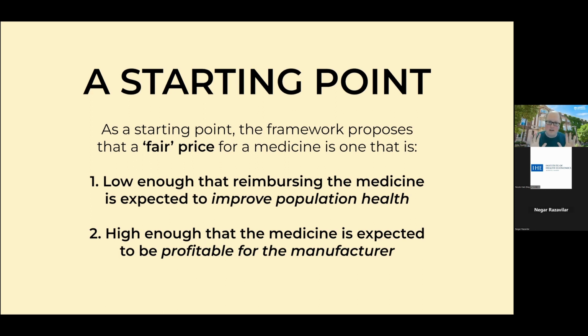But at the same time, we don't want the price to be so low that it's no longer profitable and it doesn't encourage research, development, innovation in new medicines. So it needs to be high enough for the medicine to be profitable for the manufacturer. That is a starting point, okay? We have a range here. The upper bound of that range is the point where we're not improving population health. And the bottom boundary of that range is where the medicine is not profitable for the manufacturer.